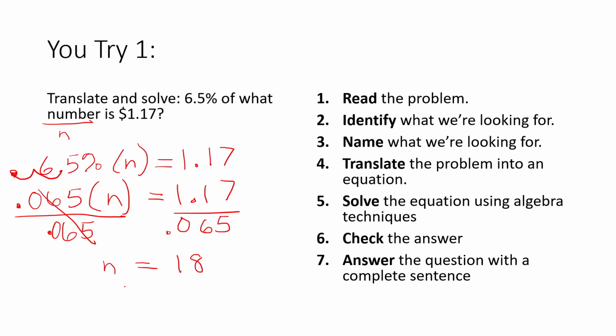So does it make sense? 6.5% of what number? 6.5% of 18 is $1.17. I believe it. So now let's answer it with a complete sentence. The number, I guess we're in dollars, is $18.